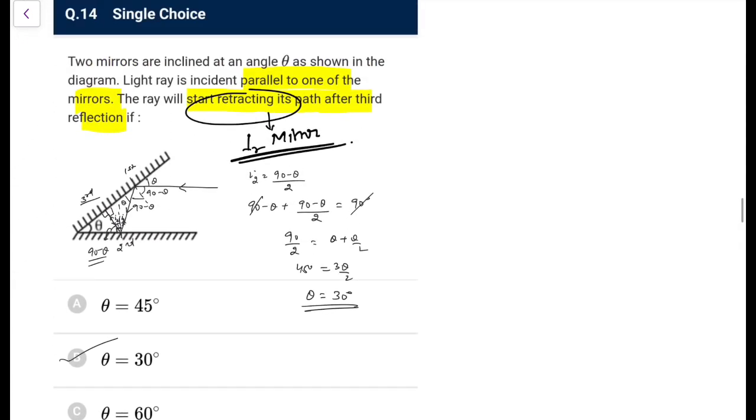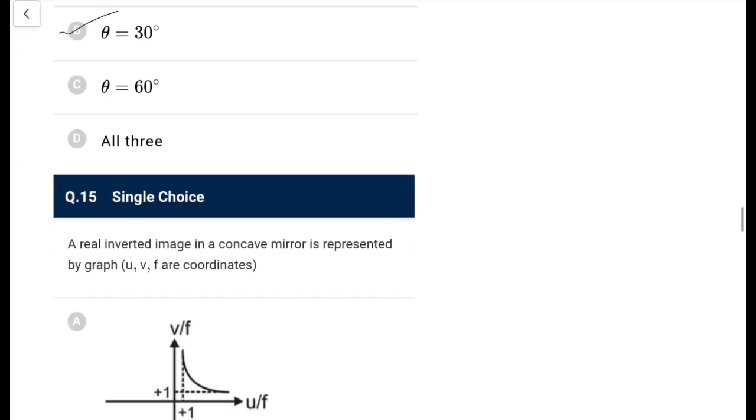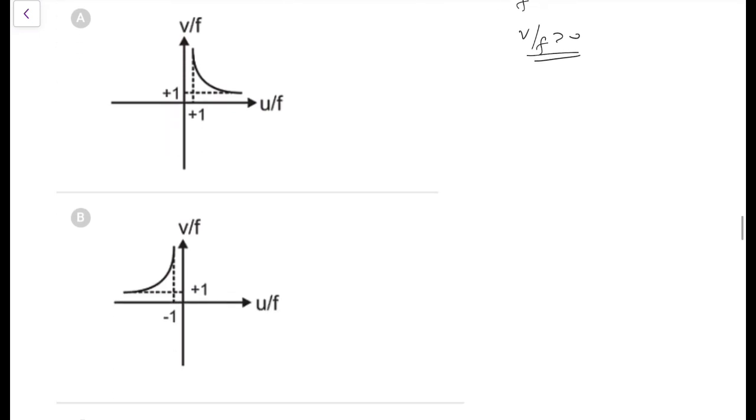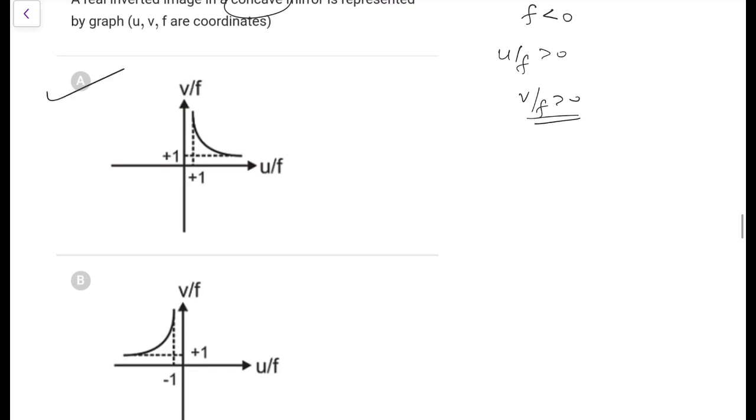You just need to remember that it retraces its path. Retrace means it should fall perpendicularly to the mirror on the third incidence. Real inverted image in a concave mirror is represented by, so for a concave mirror, F is negative, and for a real inverted image, U would be negative and F would be negative. So U by F would be positive and V by F would be positive. So the graph would be in the first quadrant for sure. In the first quadrant we have only one graph, and you can check the shape also. So that is what you can do from here.